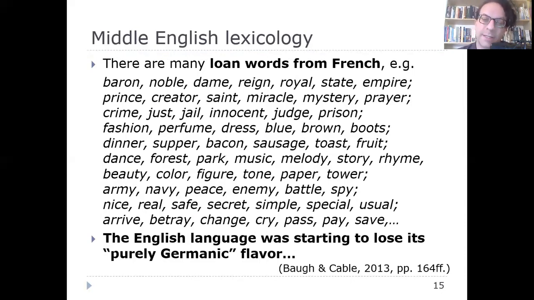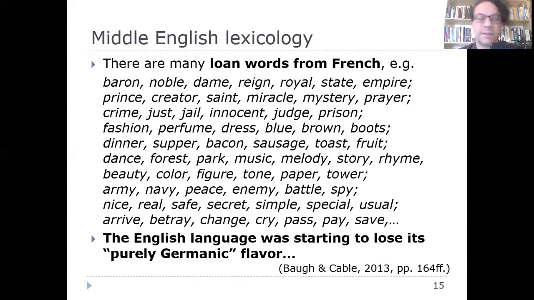And then lastly, but maybe most importantly, we have a whole set of just very general words that are almost everyday words, very simple words, very, very frequent words. So here, just some adjectives: nice, real, safe, secret, simple, special, usual. And here are some verbs: to arrive, to betray, to change, to cry, to pass, to pay, and to save.